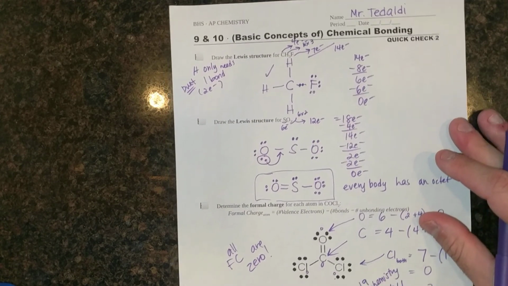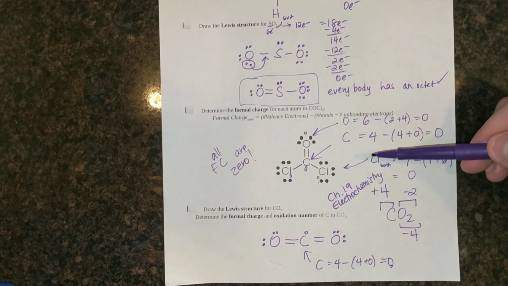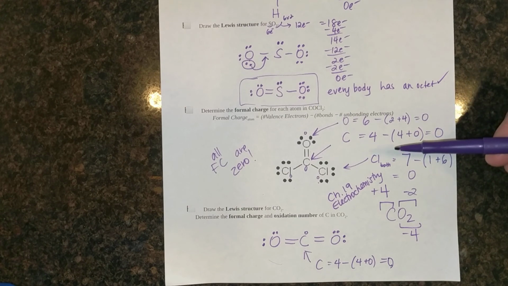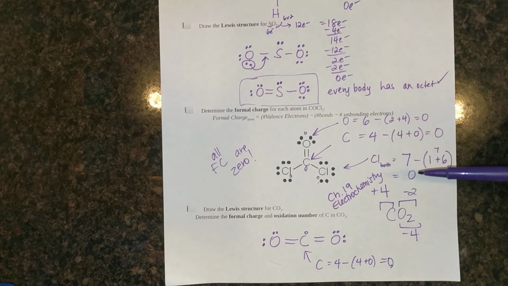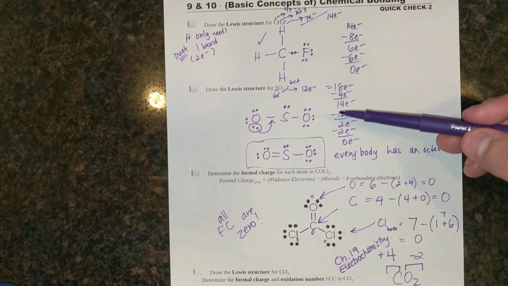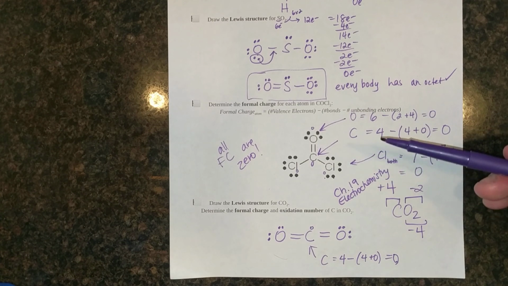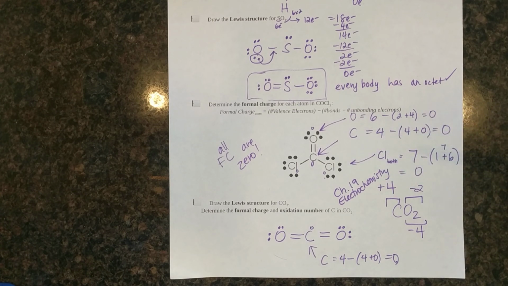Okay? So this was a quick check. We drew Lewis structures, we calculated formal charge. It looked like the formal charges were 0, but it's still the same process, okay? So, if you have any questions or concerns about how to draw Lewis structures or calculate formal charge, please let me know. The next videos will move us forward into getting our shapes and our hybridizations.